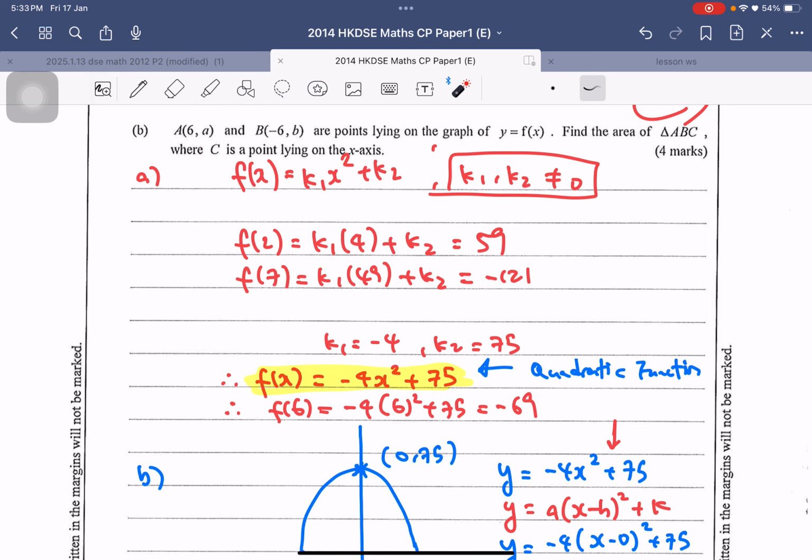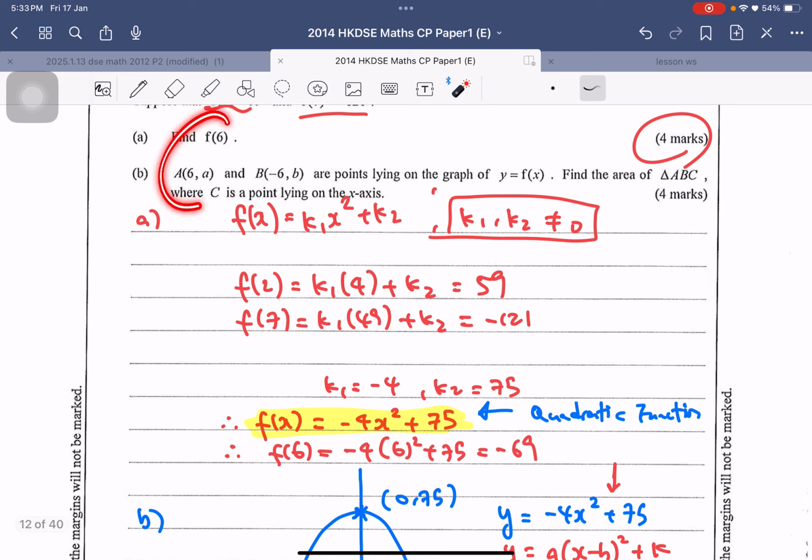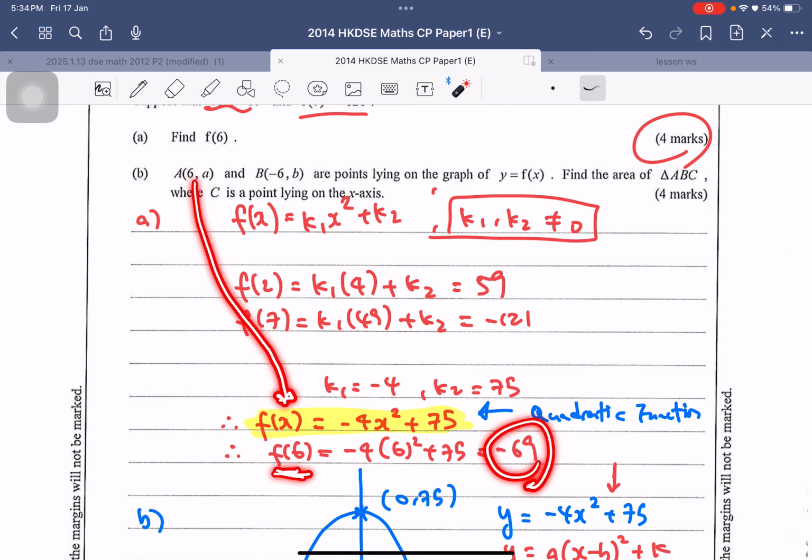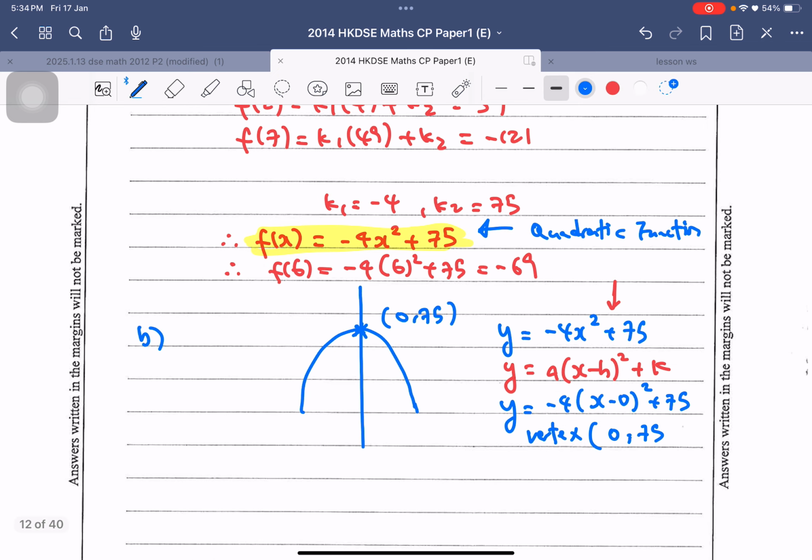So why do we need to calculate f(6)? What's the relationship between these two things? You can find a. What is a then? a is actually just equal to negative 69, because I can just substitute the 6 into the x. That's our f(6), which we just calculated as negative 69. So we have the point (6, negative 69), isn't it?